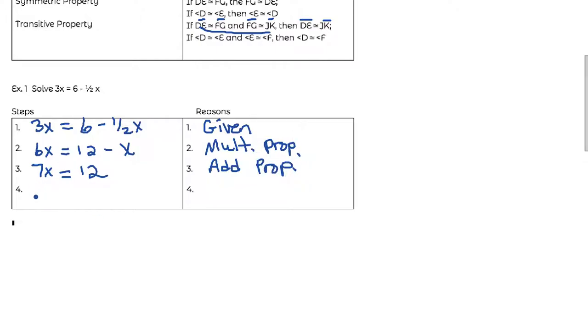And then finally, we would divide both sides by 7. So we're just giving a reason for each of our steps. So why can we divide? It's because of the division property.